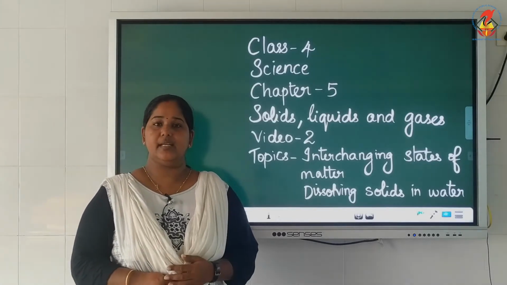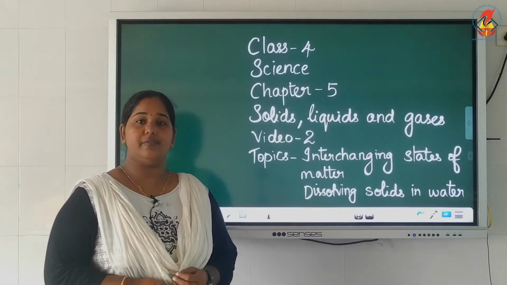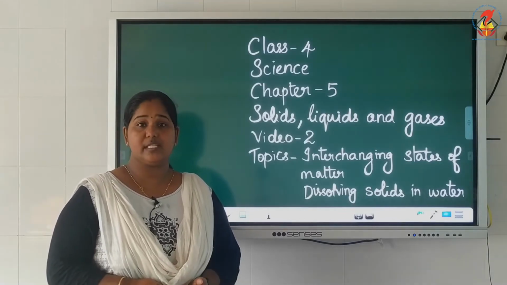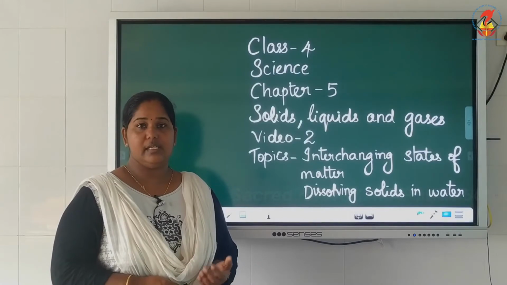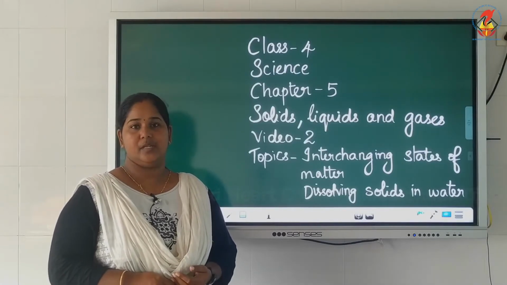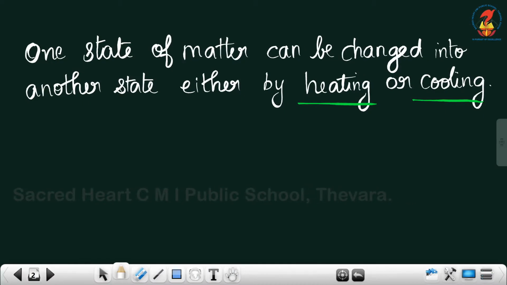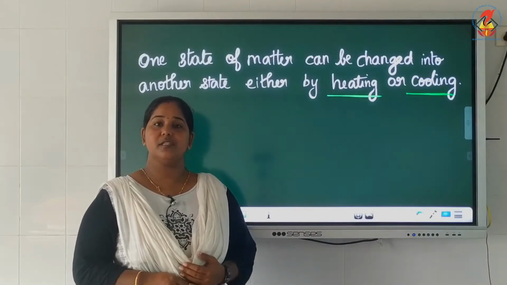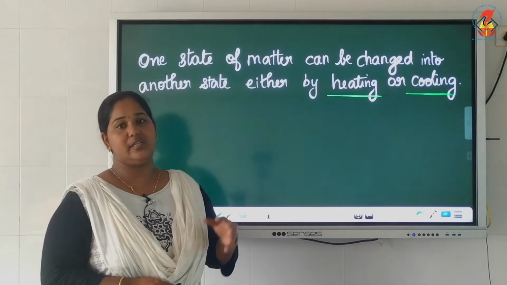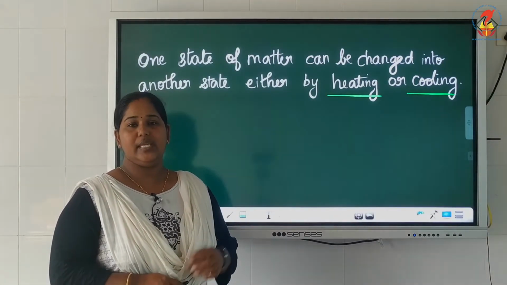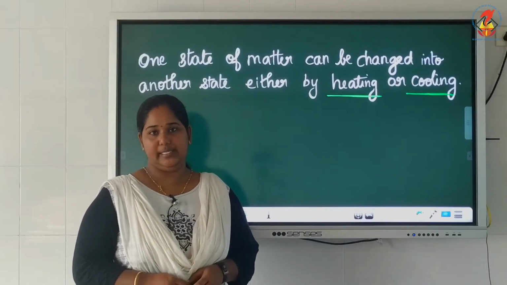So first we can take a look into the changing of the different states of matter. Which are the three states of matter? Solid, liquid and gas. One state of matter can be changed into another either by heating or cooling. These two processes help us to change one state of matter into another. We can take some examples and make it more clear.